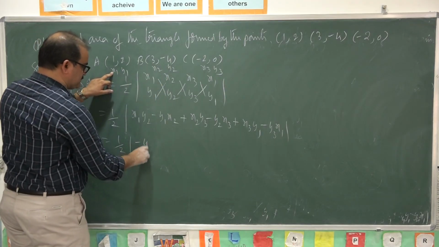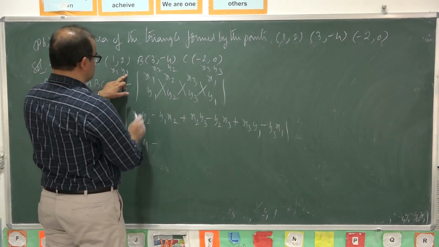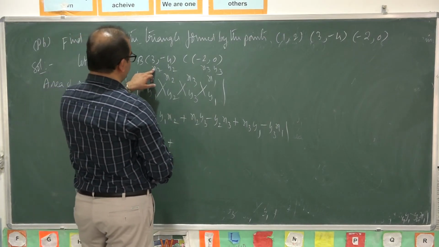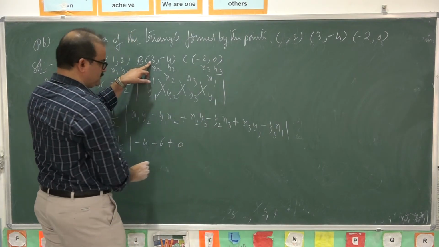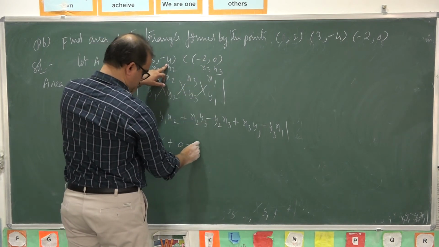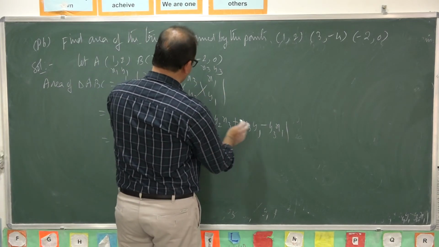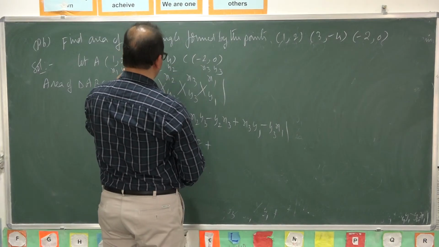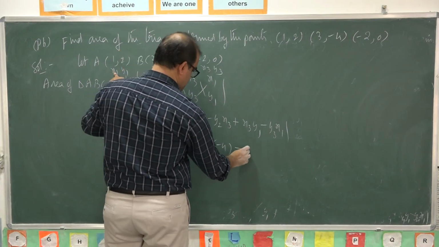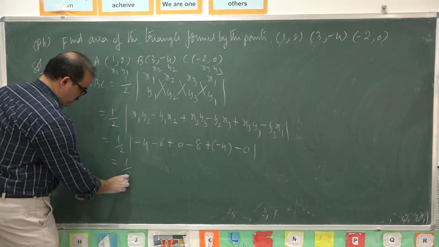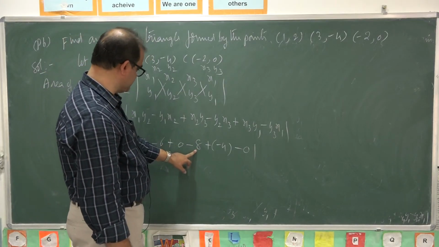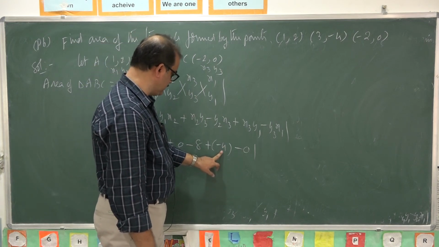1 into minus 4, minus y1 into x2, 2 into 3, 6, plus x2 into y3, 3 into 0, minus y2 into x3, minus 4 into minus 2, 8, x3 into y1, minus 2 into 2, minus 4, y3 x1, 0 into 1, minus 4 minus 6 minus 10, minus 8, minus 18, minus 4, minus 22.